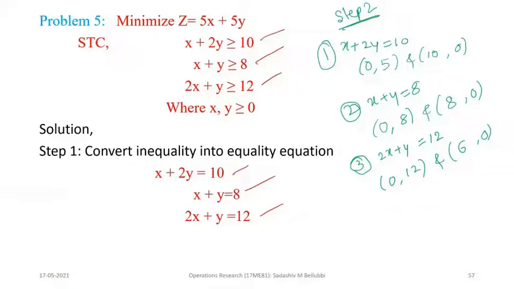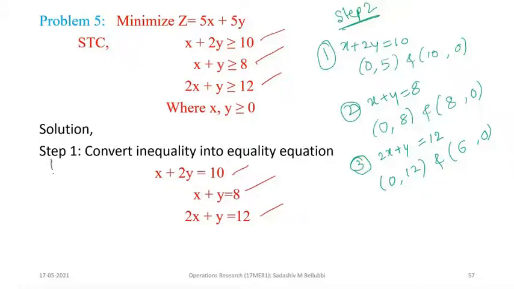Okay, now we'll move on to the third stage. What is the third stage? The third stage is we need to find the feasible region. For that, what are we supposed to do? We need to have the graph.